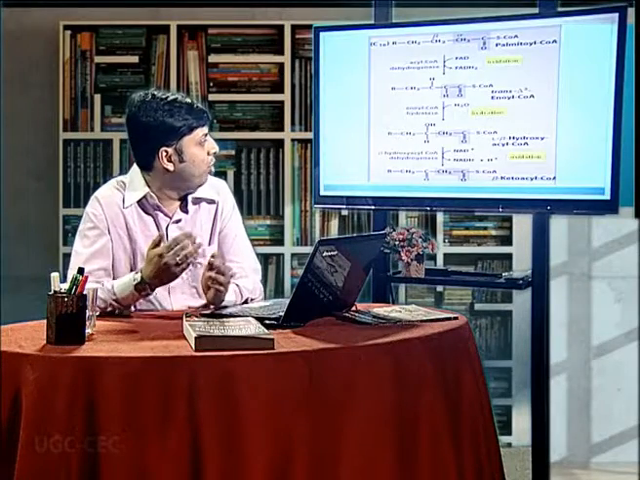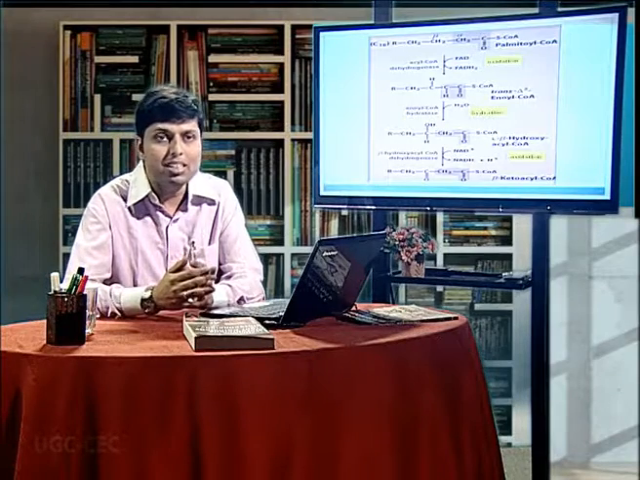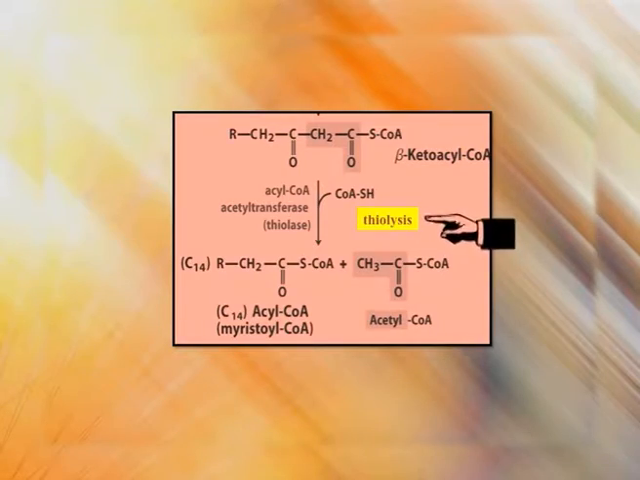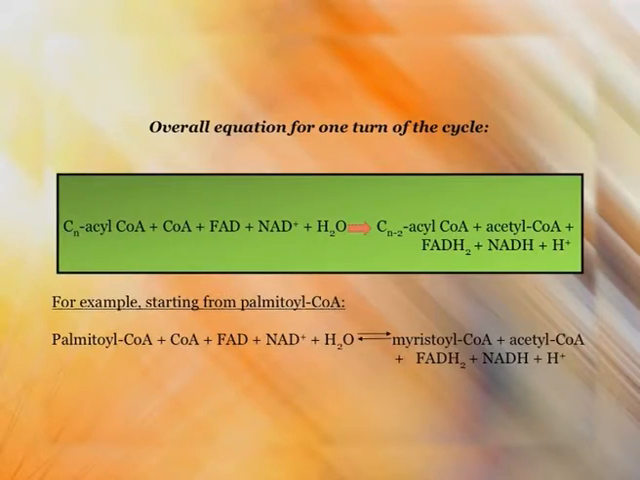So this particular slide will actually show you how these 4 steps of beta oxidation are taking place. The first step is the oxidation. The second step is the hydration one. The third step is again an oxidation step. And the fourth step is a thiolysis step. So the overall reaction for one turn of beta oxidation of fatty acids is shown in this particular slide. And for instance, if we give the example of palmitoyl-CoA, then there will be the formation of myristoyl-CoA. Palmitoyl-CoA has got 16 carbon atoms, whereas myristoyl-CoA has got 14.